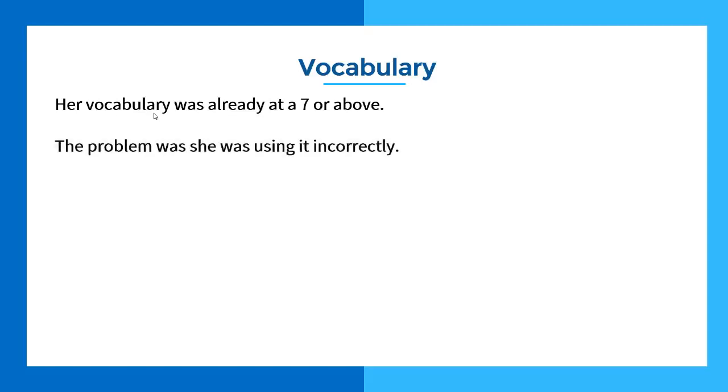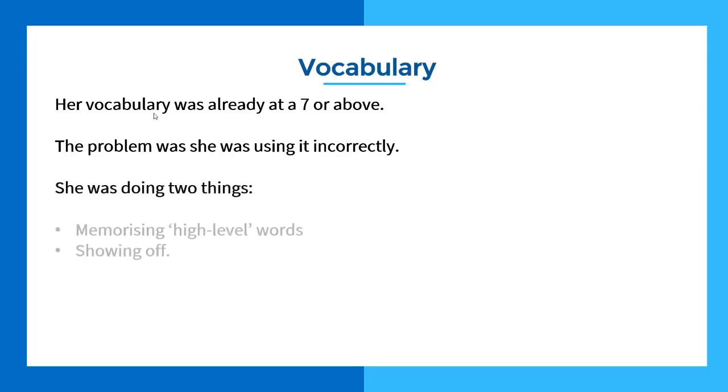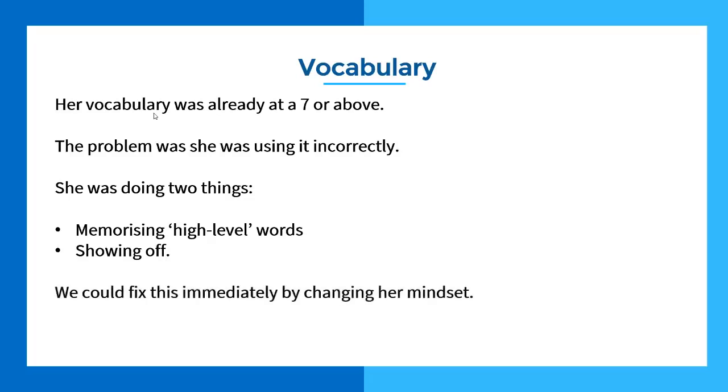The problem was she was using it incorrectly, because she was doing 2 things. She was memorizing lots of high-level words, and you've seen that in her original essay, and she was showing off. She was just showing off: I know this big word like myriad and plethora and humongous. It just didn't really fit in the essay at all. It didn't really help her answer the question, and she was using them incorrectly a lot of the times. And we can fix this immediately by changing her mindset.